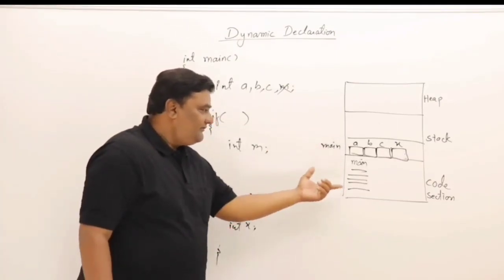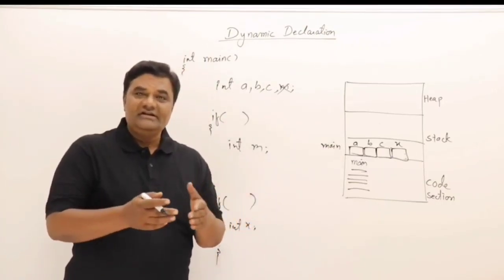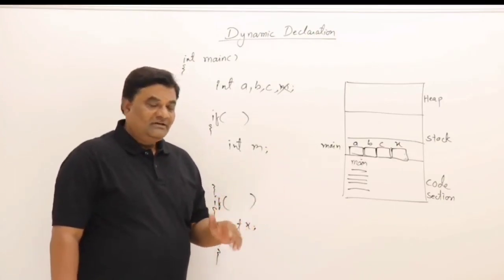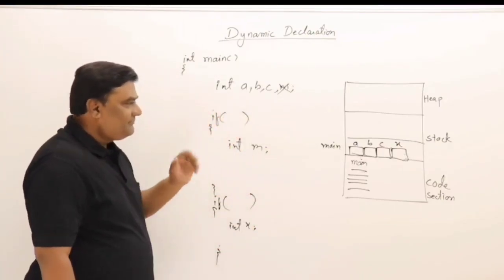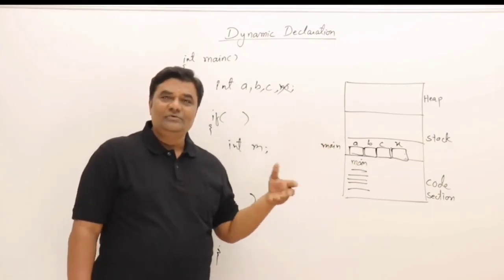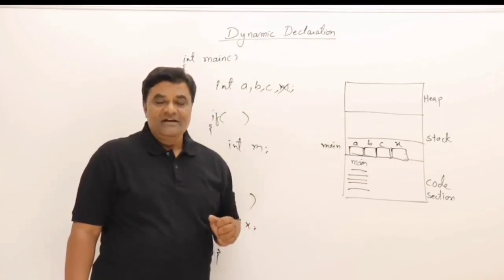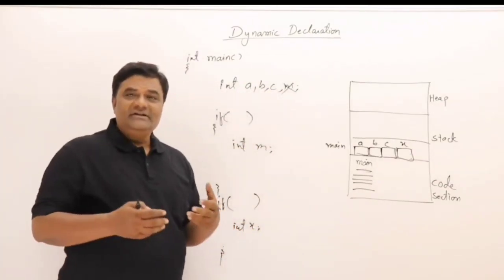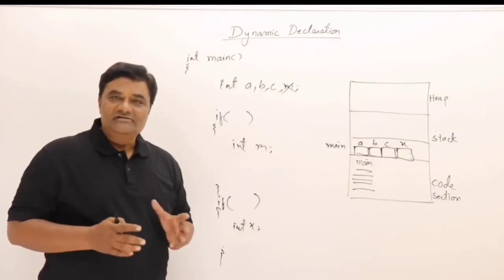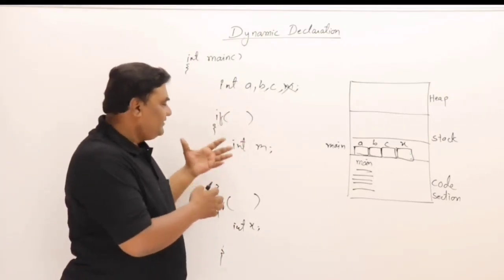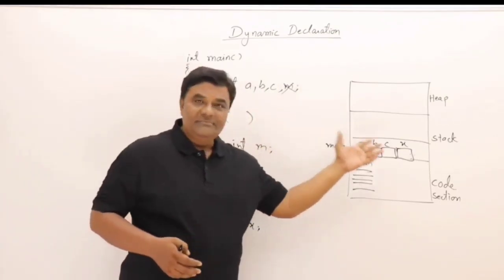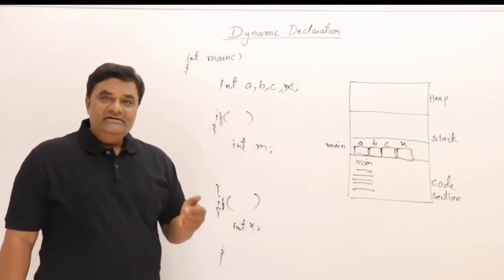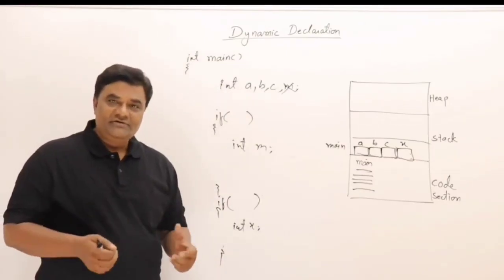The activation record of this main function will be growing and shrinking as you dynamically declare the variables and they go out of scope. Once this block ends, this m is gone from the memory. So the small size memory can be used again and again by different variables. Whereas in C language, all the variables must be declared only in the beginning, and whether you are using them throughout the program or not, it doesn't matter. So some of the variables may not be useful throughout the program, but they will occupy the memory space. So that was the drawback of C programming. But in C++, you can declare wherever you require.